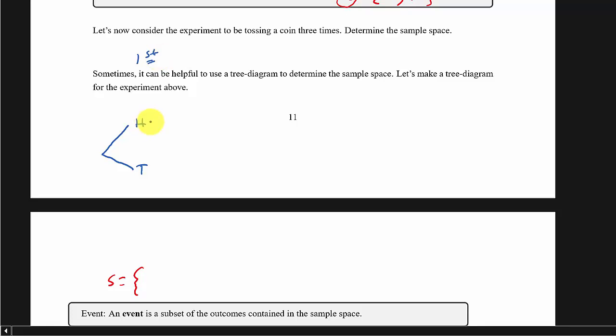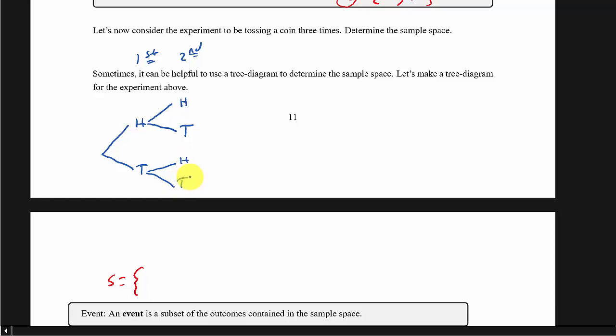And then I'll toss a coin the second time. And when I toss it the second time, I'm either going to get heads or tails. So say on the first flip, I get a heads, and then I flip it again, I'm either going to get a heads or a tail. So this one right here would be considered the second flip. Now, if I flipped it the first time and I got a tails, then from here, I can either get heads or tails.